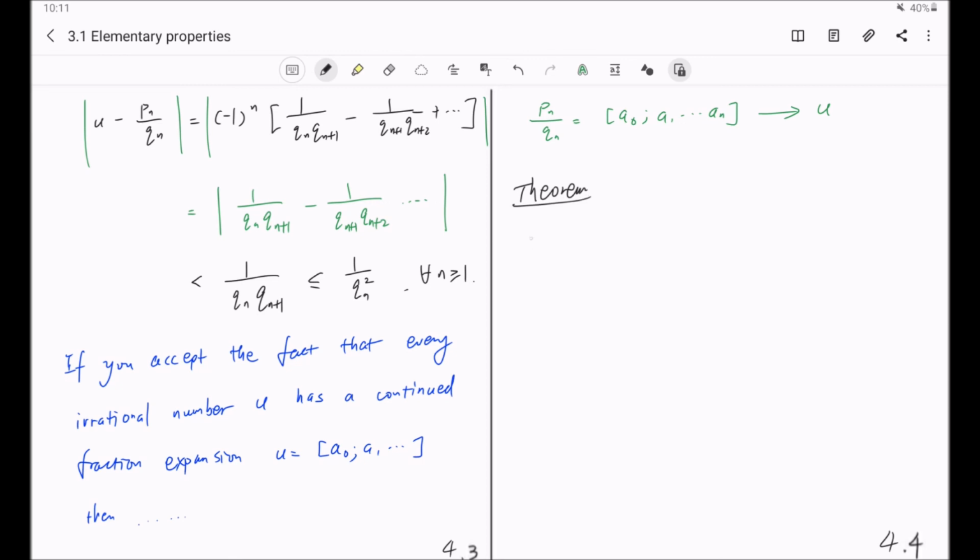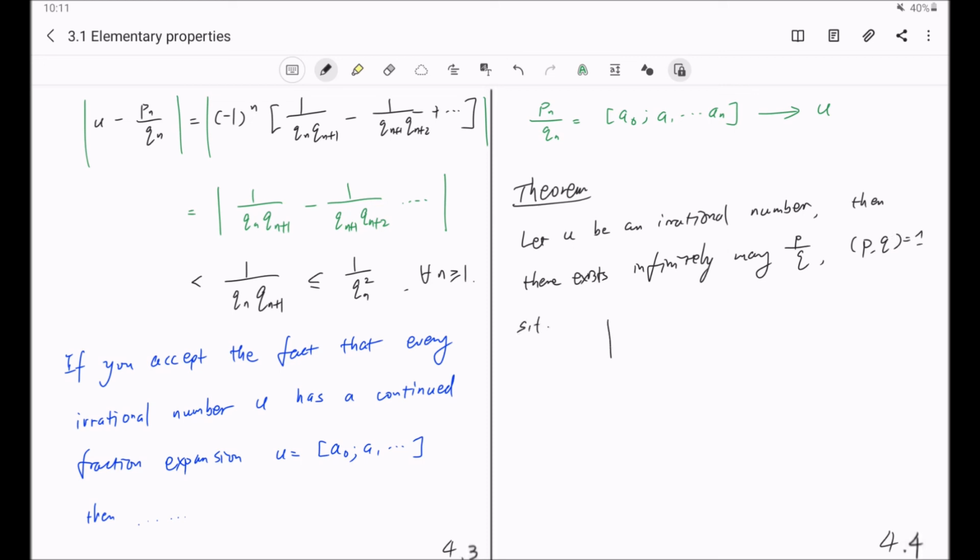This theorem says that if u is an irrational number, then there exist infinitely many rational numbers p over q with p, q coprime such that the absolute value of u minus p over q is bounded by 1 over q squared.